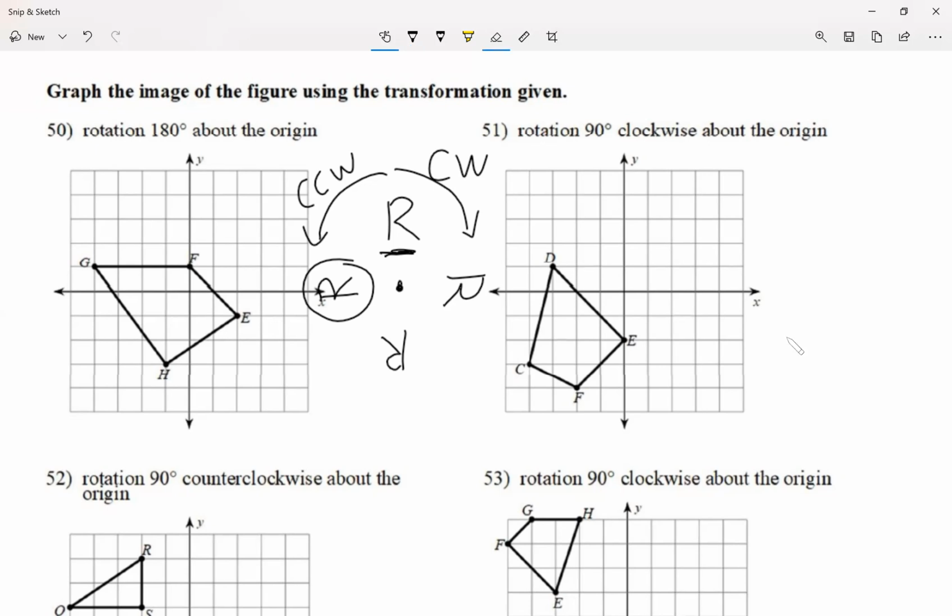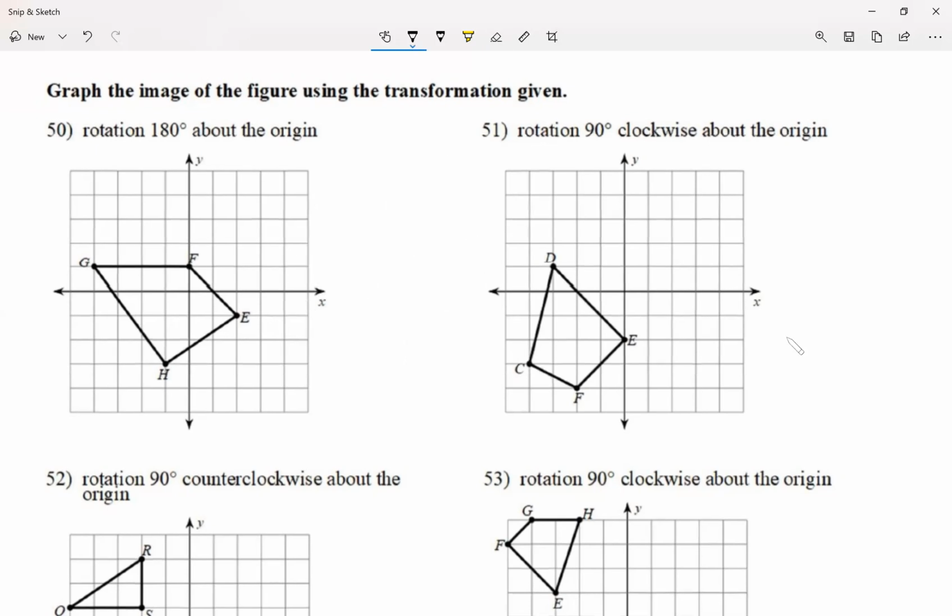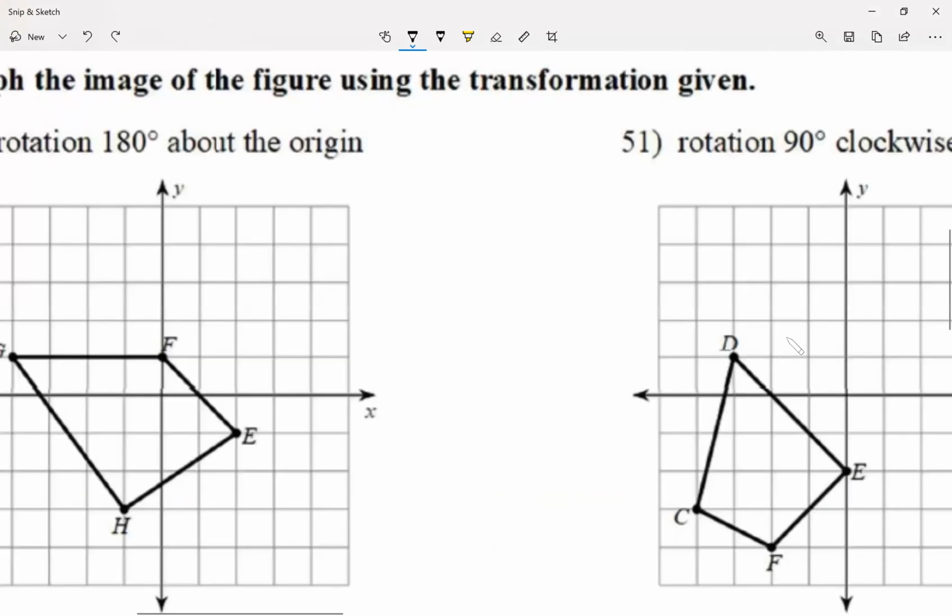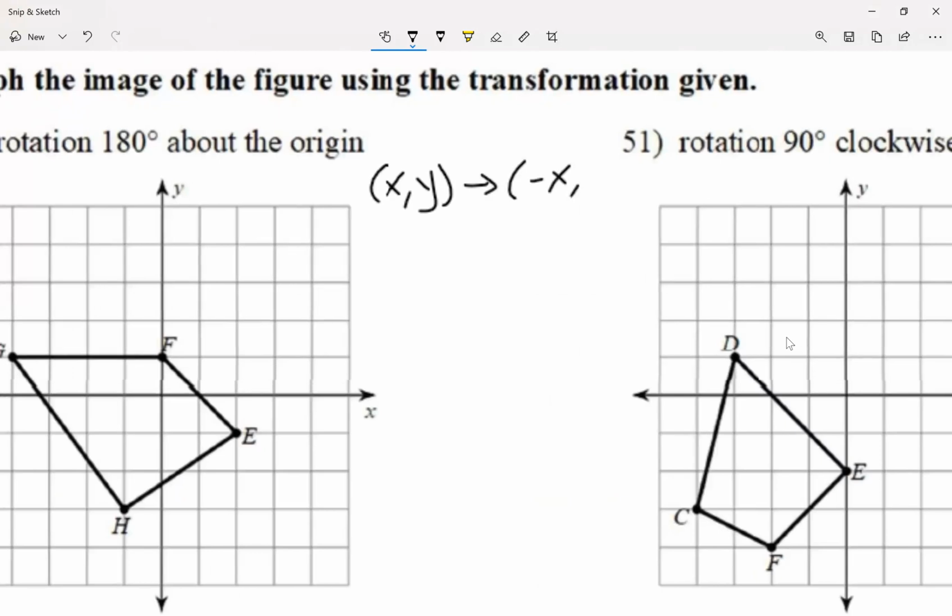I'm going to use our notes. So here it says graph the image of the figure using the transformation given. And we need to do a rotation of 180 degrees about the origin. So when I look at my notes, let me zoom in here a little. According to our notes, it says XY becomes negative X, negative Y.